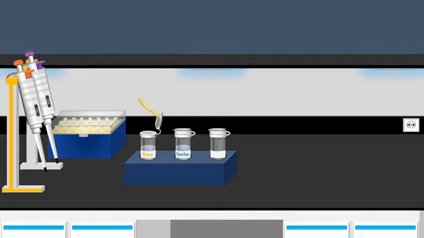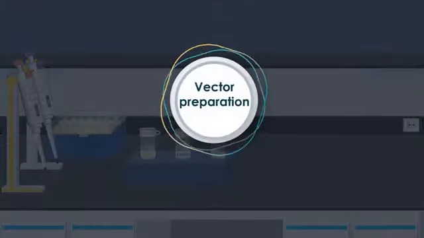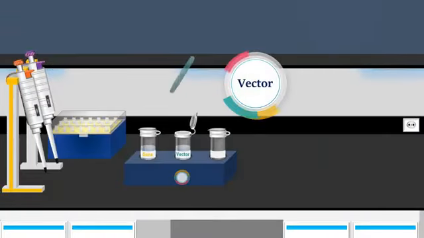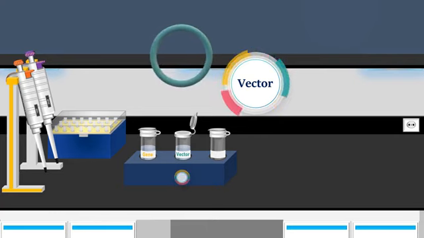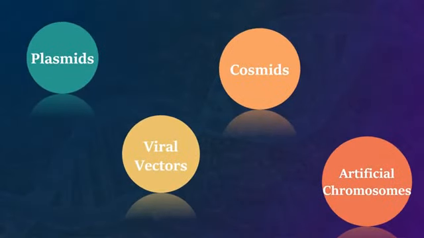Once we have our gene of interest, the subsequent step in recombinant DNA technology is the preparation of a transfer vector. The vector is a DNA molecule utilized as a carrier to transport a specific DNA segment into a host cell as part of a cloning. Vectors can take various forms, including plasmids, cosmids, viral vectors, or artificial chromosomes.